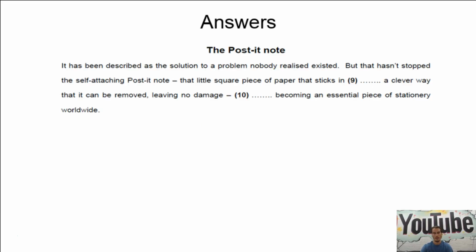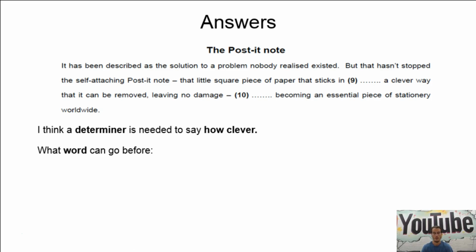Let's have a look at what I've written down here. So I think that a determiner is needed in number 9 to say how clever this is. How clever is it? And what word can go before a or an, then an adjective, because we have a, and then clever, which is an adjective, and then a noun, way, and then a that clause. Because there is a certain type of word which goes for this type of phrase.